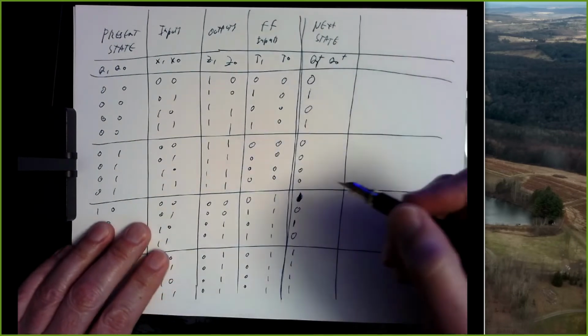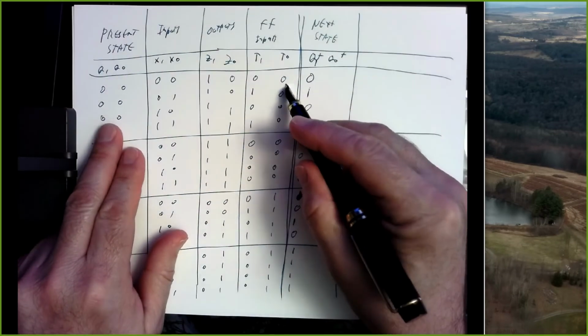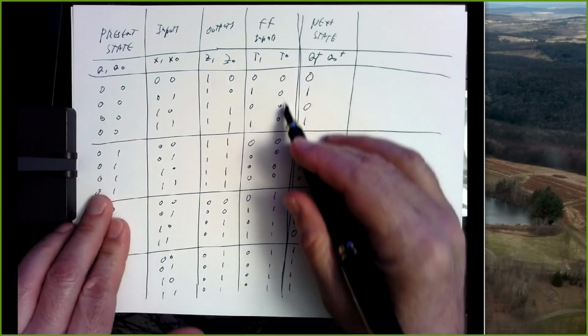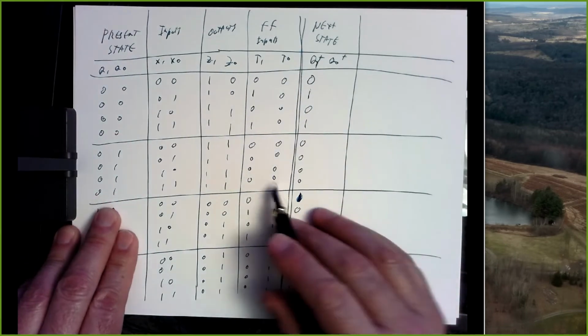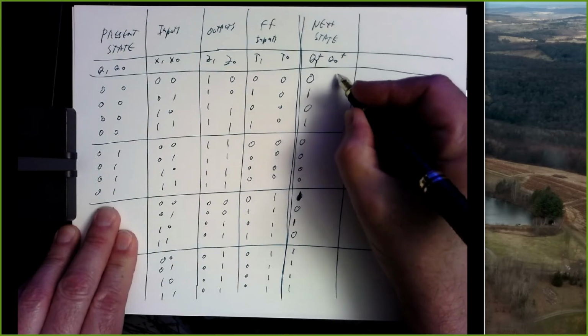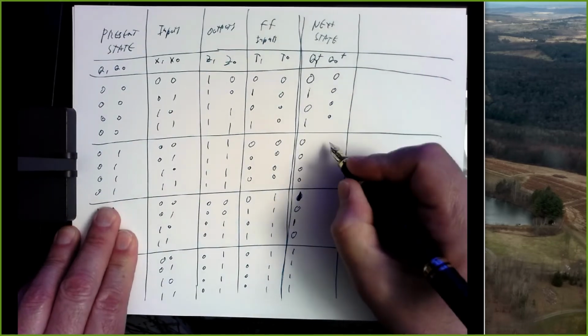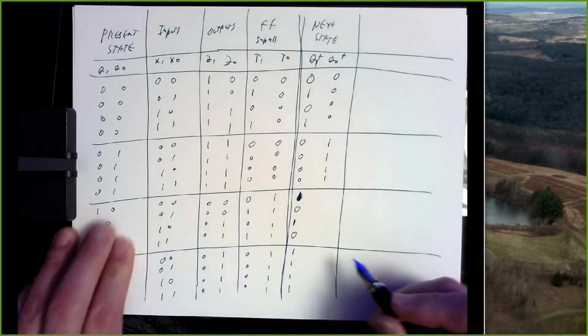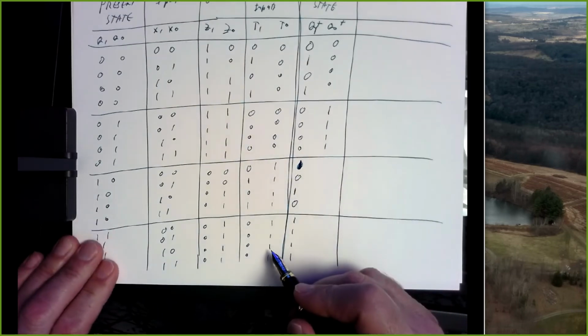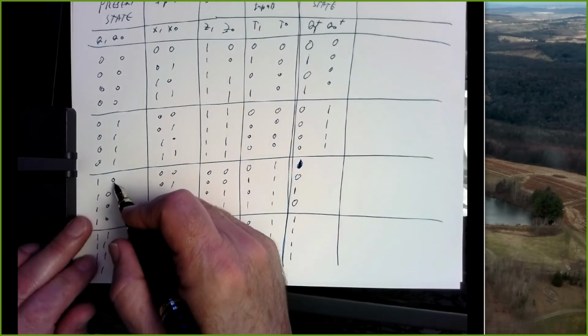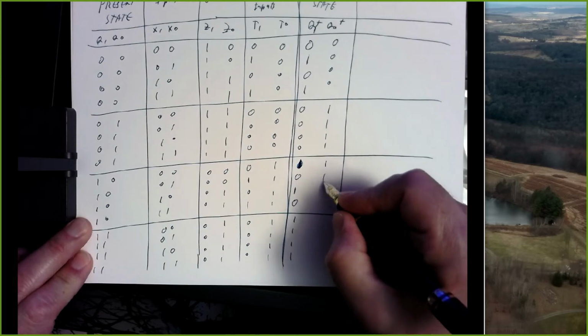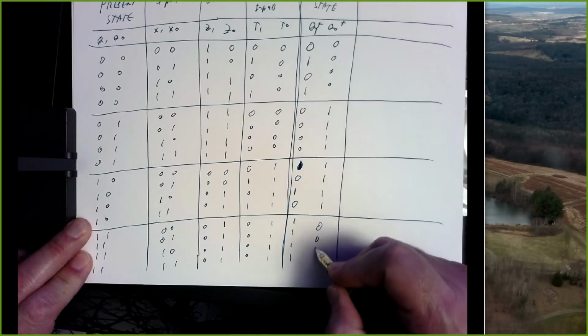Alright, so now we can go ahead and do Q0, looking at T0. Well, T0 is 0 up here, and so in these first 8 rows, Q0 is not going to change, so it's just going to be 0, 0, and 1. And in these bottom 8 rows, T0 is a 1, so the Q0 value will toggle. So these will become 1s, and these will become 0s.